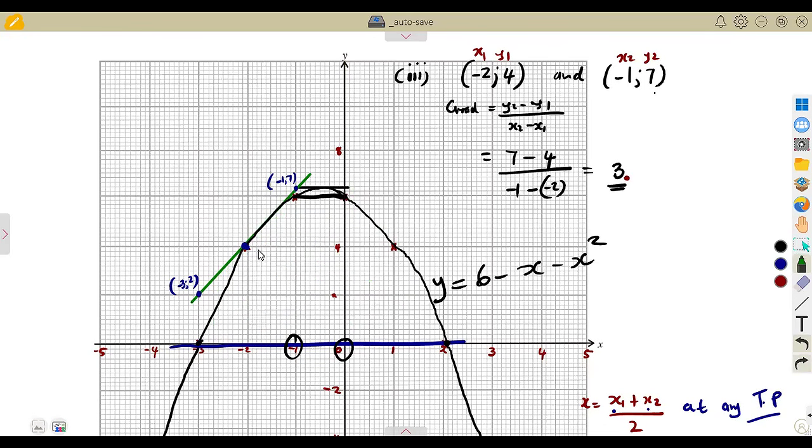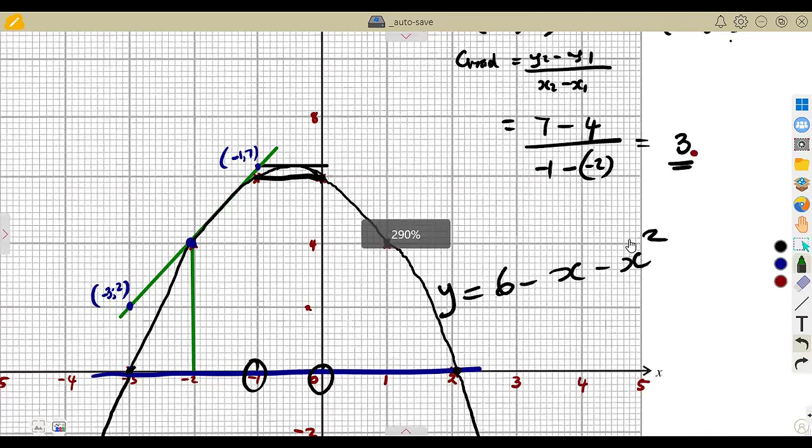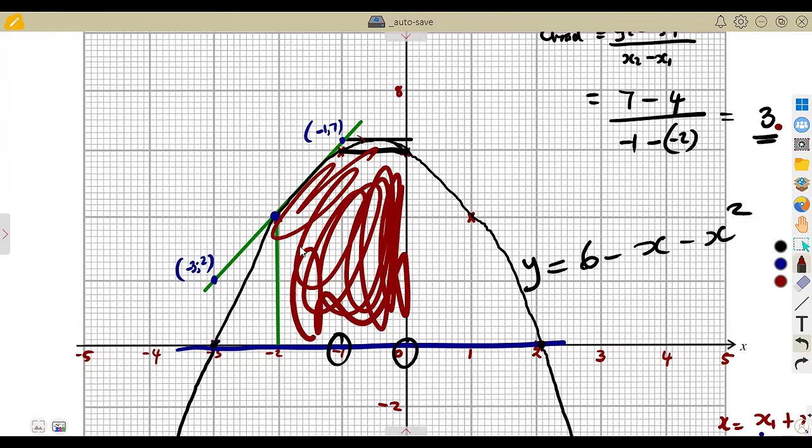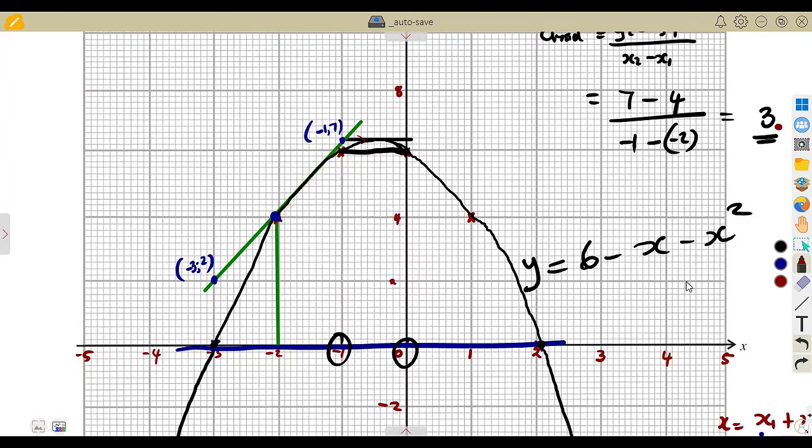When they say the line x is equal to -2, it is now differentiating the region that we are going to take. In between, it must be bounded. Which region is bounded by the graph, the x-axis, the y-axis, and the line x is equal to -2? This is the region bounded here, in between. That is the area bounded and covered by all the given lines and curves.